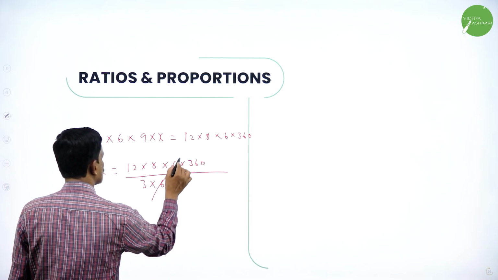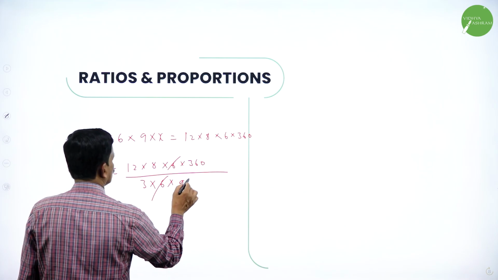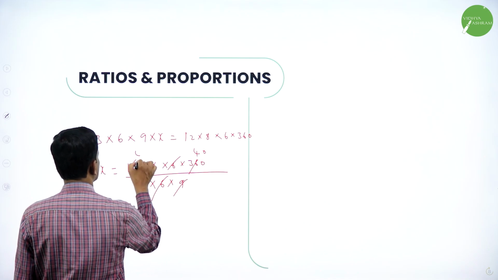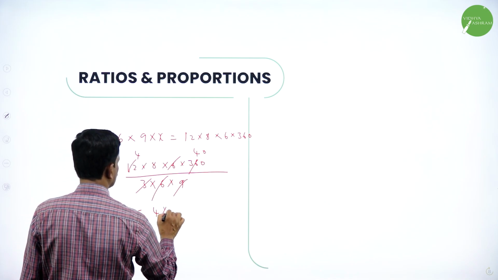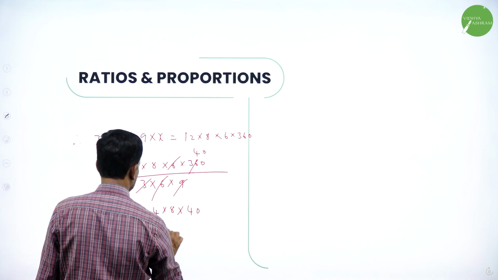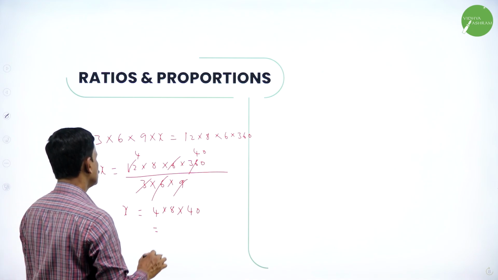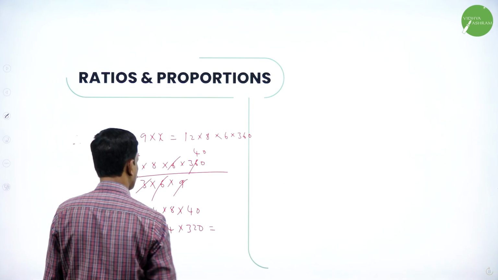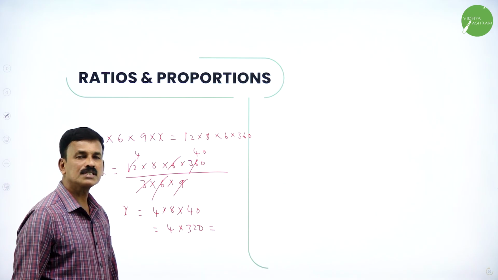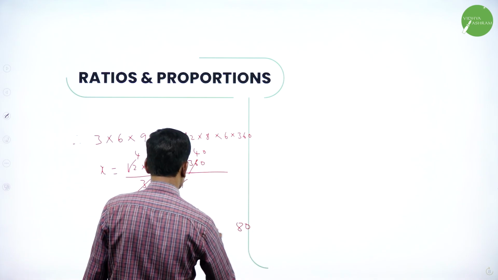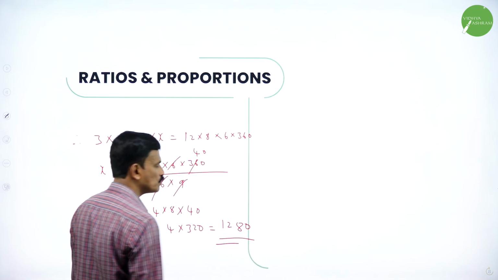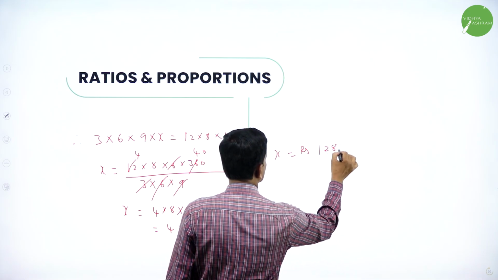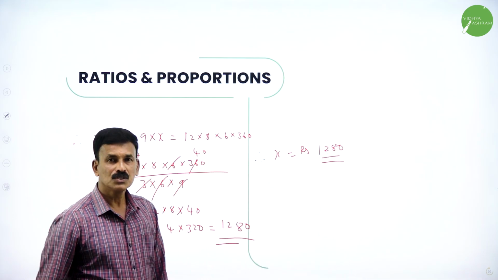So 6 gets cancelled. Here again 9 fours are 36, gets cancelled. Again 3 fours are 12, gets cancelled. X is equal to 4 into 8 into 40. So what is this equal to? 4 into 40 into 8, 320, 320 into 4. So that's equal to 4 8s are 32, 4 2s are 8, 1280 rupees. So therefore x is equal to rupees 1280. That's it.